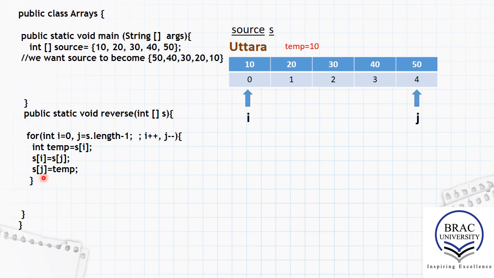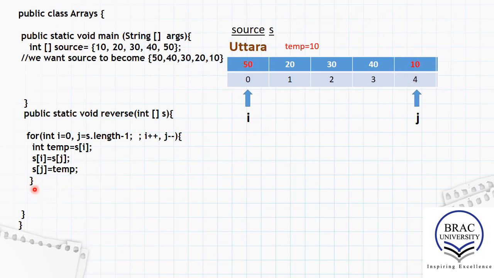Next, I'm copying the values in this way. s of i equals s of j. This means s of 0 is equal to s of 4. So s of 0 will become s of 4, which is 50. So 50 will be copied over here. After 50 is copied, I need to copy the value 10 in the last index. Last index is at j. So s of j is equal to 10. And after these 3 steps, my swapping has been successfully completed.